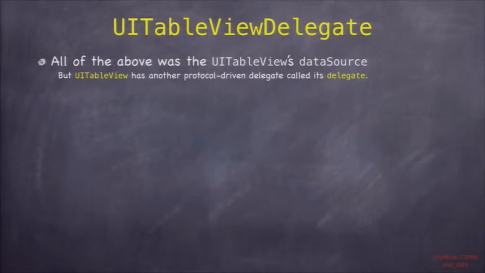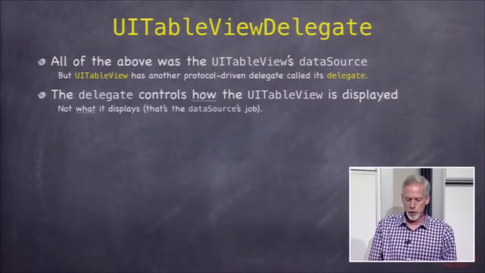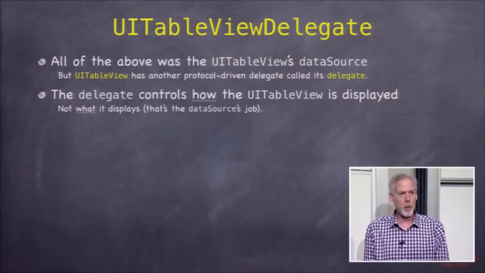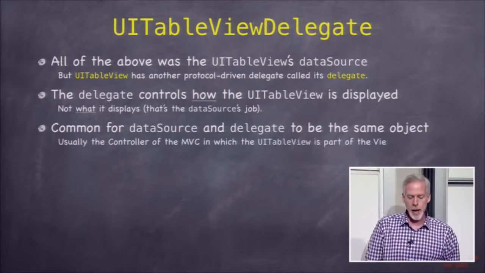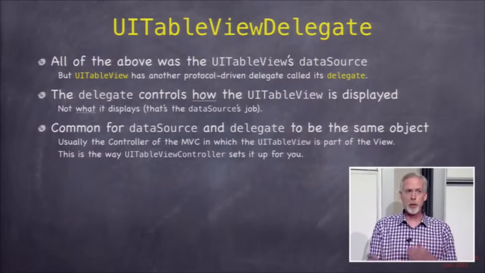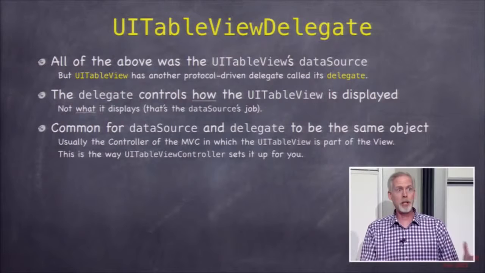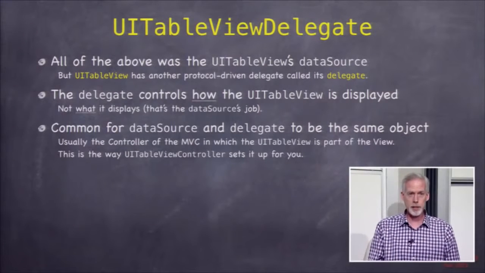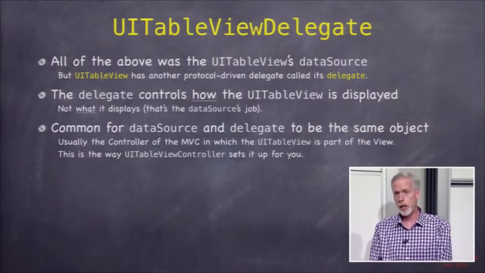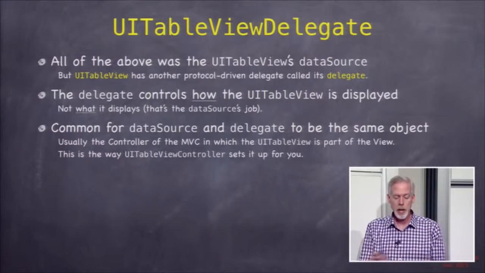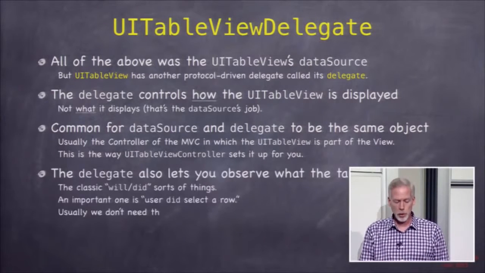All right. The other one is called UI table view delegate. And this one, again, is more how we're going to display this table, not what the data is we're displaying. And it's common, though, for the data source and the delegate to be the same object, namely your controller, because the table view is part of the view. It's just a view. Table view is a UI view. So data source and delegate are usually your controller.